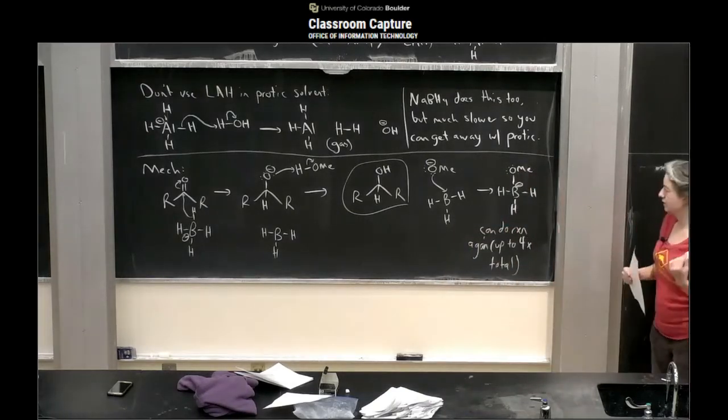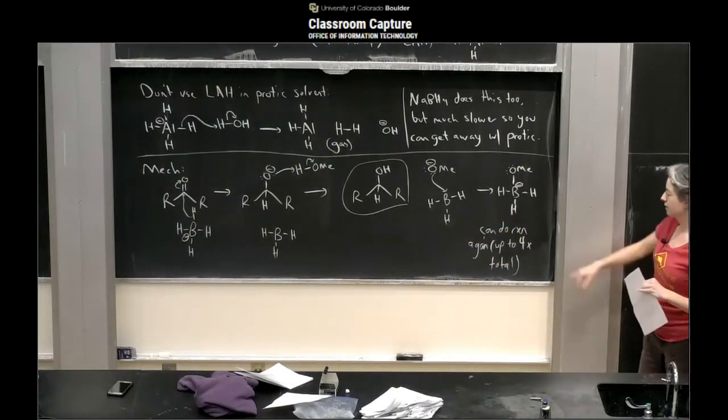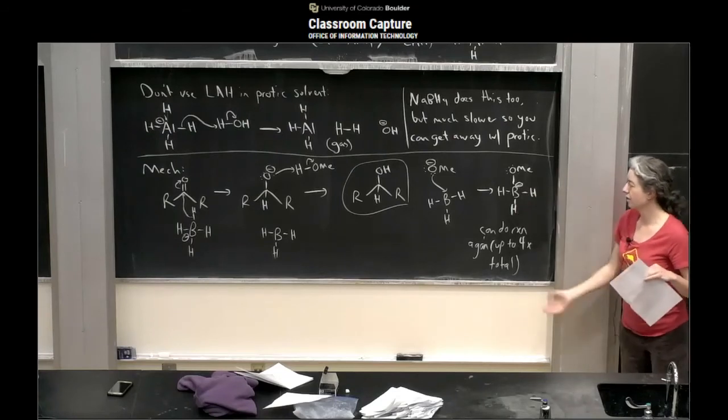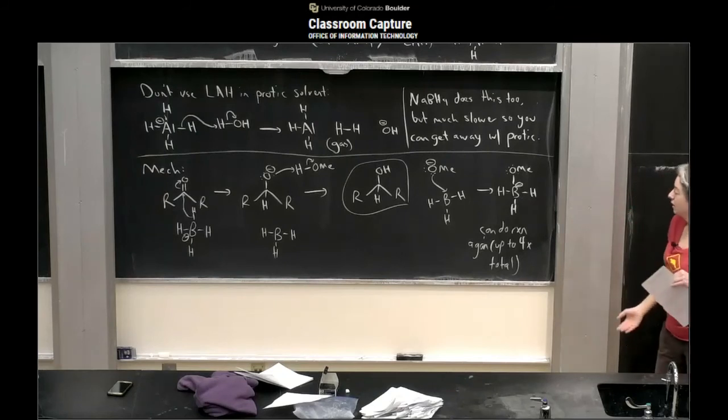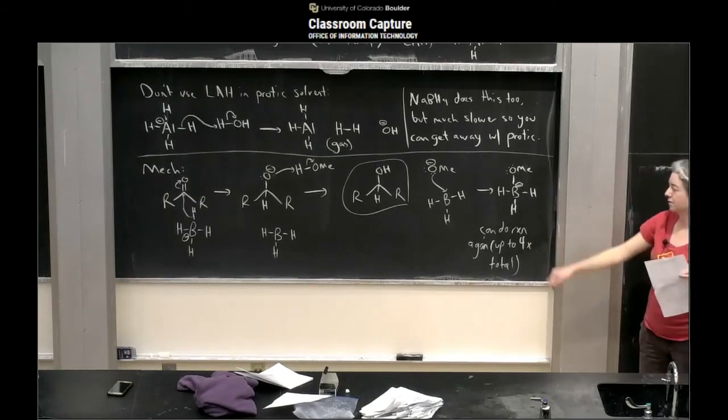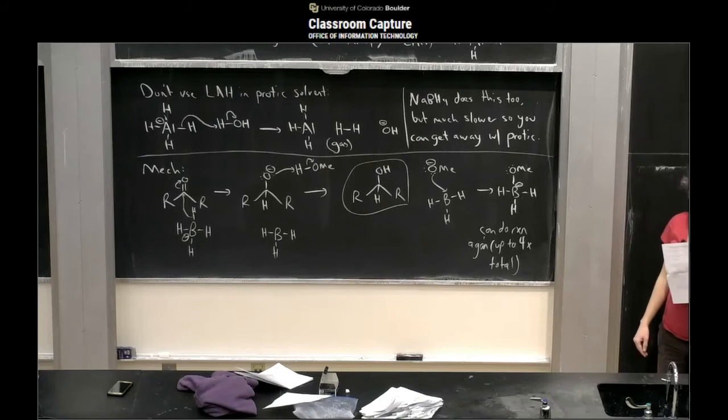Okay, so this is actually a pretty efficient way to get reductions going. You only need 1/4 as much on a mole basis of NaBH4, and it'll still reduce every one of your carbonyl molecules in theory. Are you going to get the ether forming from the methoxide attacking the carbonyl?